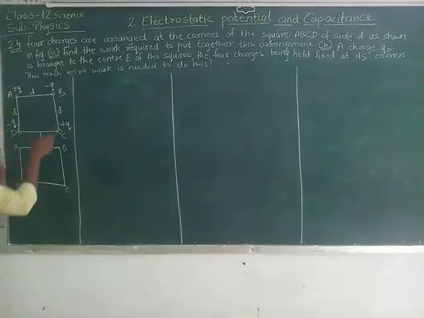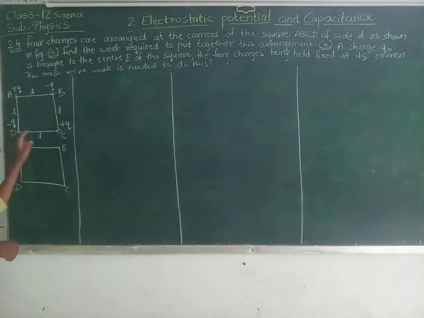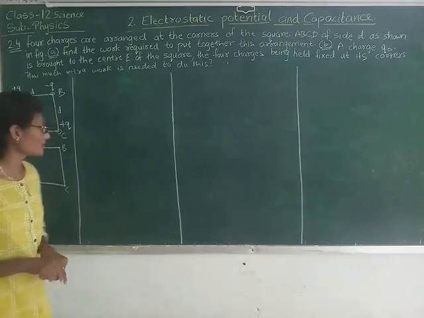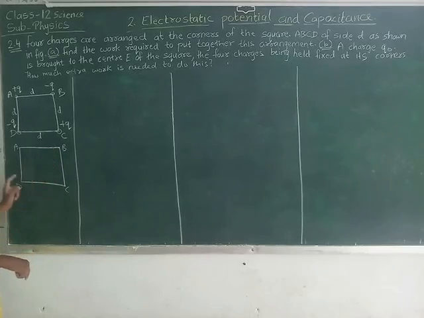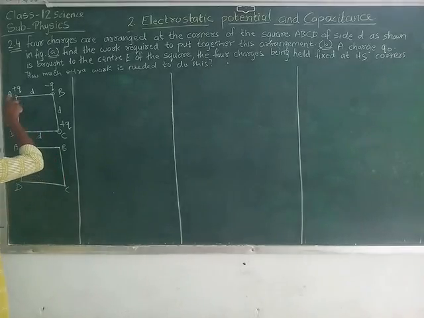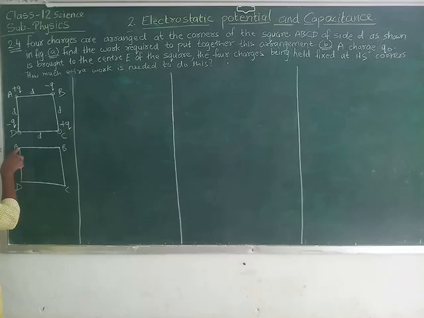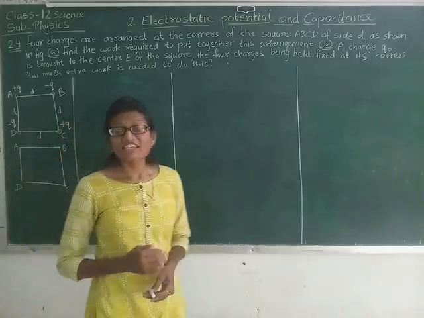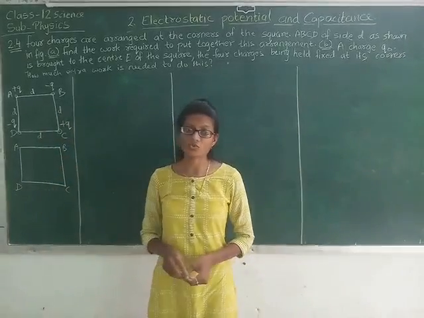That means initially there are no charges at the corners of this square, right? We are having just these 4 points A, B, C and D, right? That makes the corners of the square. And the distance between the two corners is D. Now what we need to do is put the charges first: plus Q charge at point A, minus Q charge at point B, plus Q charge at point C and minus Q charge at point D. So one by one we will be putting the charges at the corners of the square.